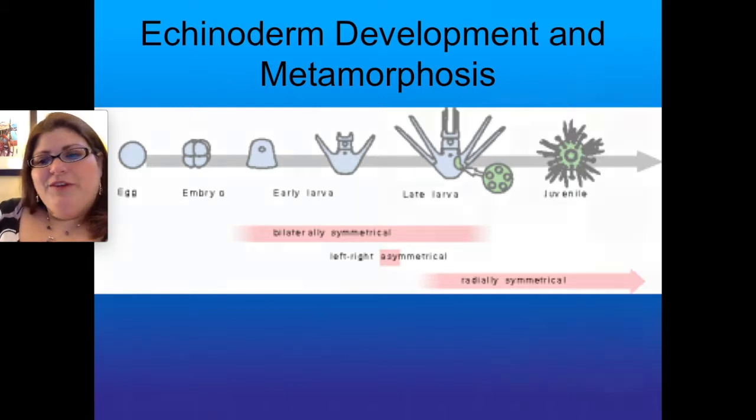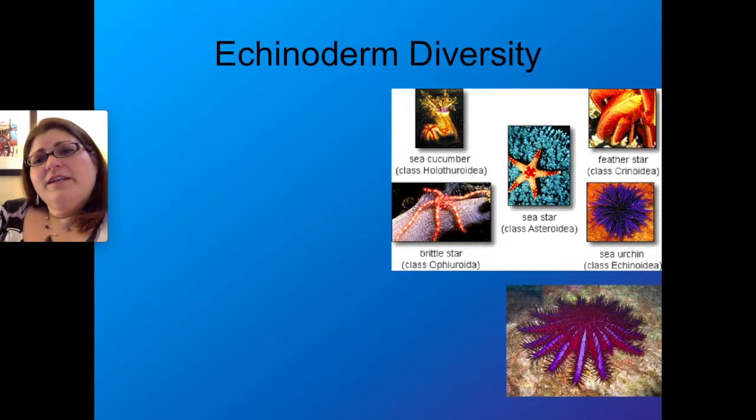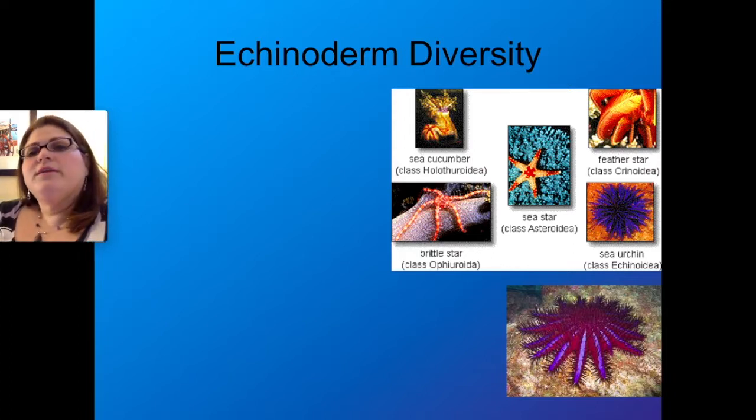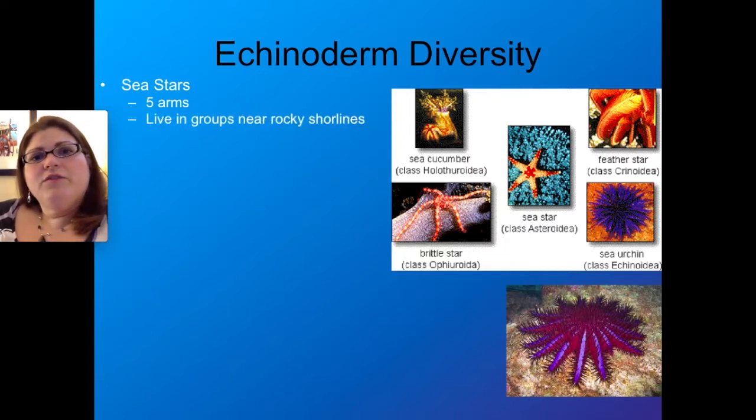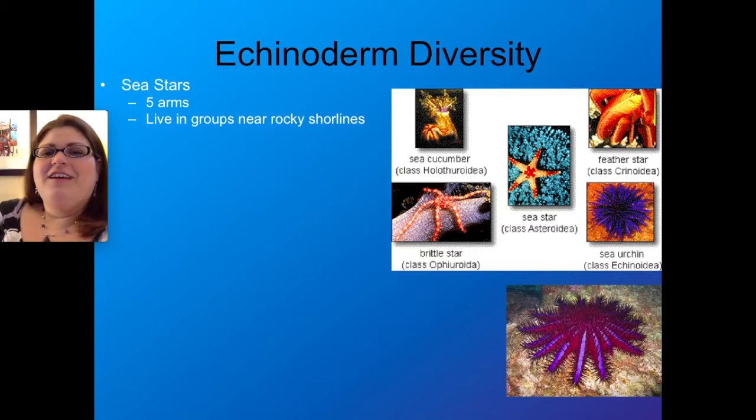Let's take a minute and review. As we discuss echinoderm diversity, I want to point out that I don't expect you to know every class. What I do expect you to know is to be familiar with some examples besides the starfish, and a little bit about how they might be different. So we have, of course, sea stars. Those are the ones with 5 arms that you're probably most familiar with. They live in groups near rocky shorelines, and I got to tell you, it's really cool when you can walk along a pier and actually see these guys hanging on to the side.